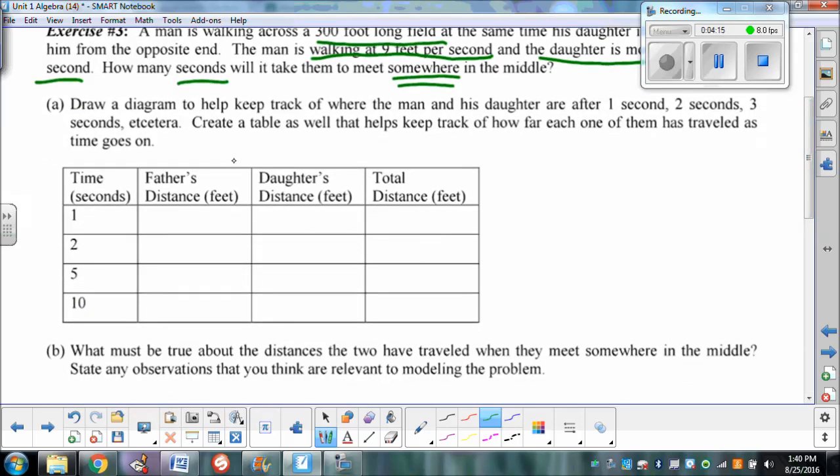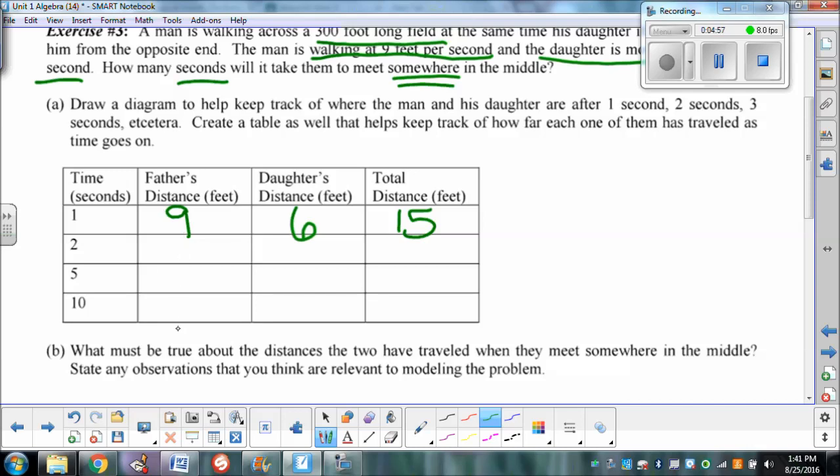It says draw a diagram to help keep track of where the man and the daughter are after 1, 2, 3 seconds, etc. Create a table as well. So we're just going to go with creating this table, and we may just talk through the other seconds that are not listed here. At 1 second, that information came right from the problem: the father has traveled 9 feet, and the daughter has traveled 6 feet. Then the total distance is 15 feet.